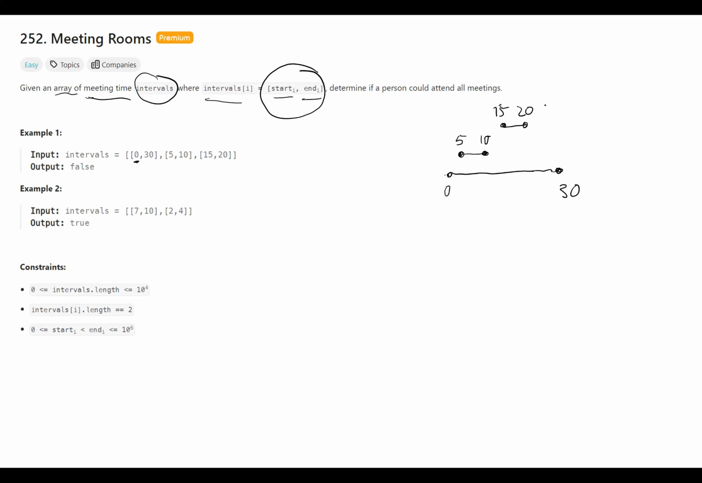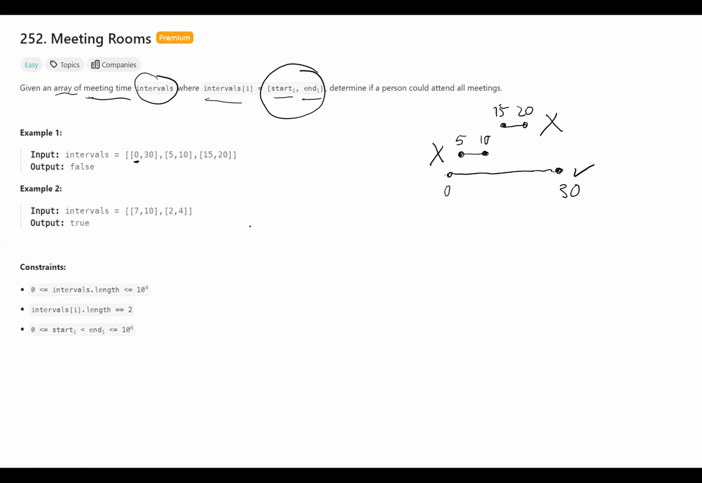Obviously, if some person wants to attend all 3 meetings, he cannot, right? Because you see that these 2 meetings actually intersect. So if he is attending this meeting, then he cannot attend this or this, right? So he cannot do all 3.